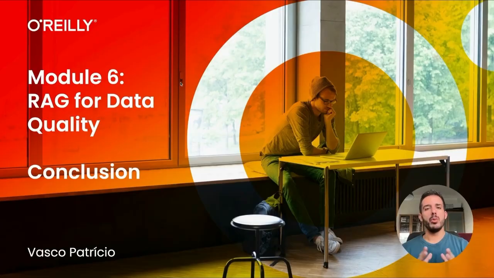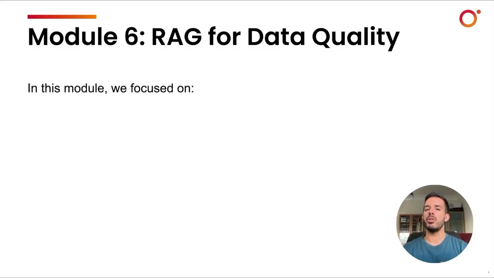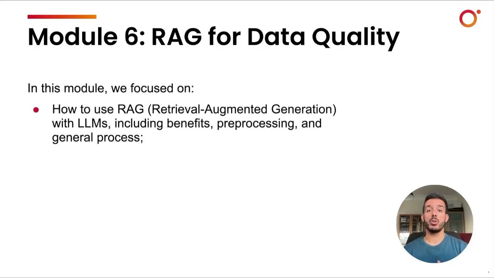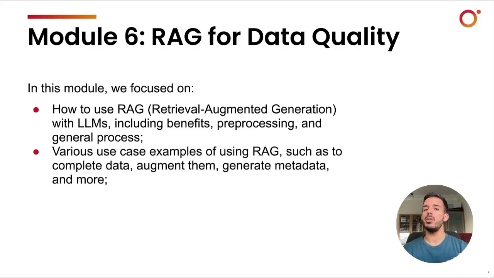takeaways from this module. We are now at the end of this module on using RAG for data quality, where we covered how to include additional information with RAG to mitigate hallucinations and improve LLM answers for data operations. What was our major focus in this module? Well, for example, we touched on what is RAG, or Retrieval Augmented Generation, how it works together with LLMs, the benefits, how the pre-processing and creation of embeddings is done, and the general process for using RAG. Or, for example, various use cases of using RAG, such as to complete data, augment those data, generate metadata, and more, as well as the general process including RAG.